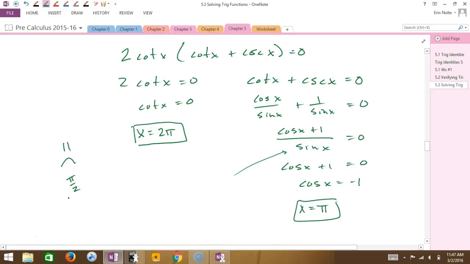Yeah. So wait, cotangent is x over y, so where the x is 0. Oh, I see what I screwed up. I screwed this answer up. This should be pi over 2, because cotangent is x over y. So the x is 0. The x is 0 at pi over 2, right? And this is extraneous. Pi. So yeah, you're right, Ansel.